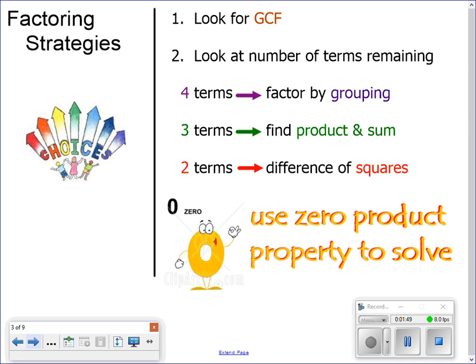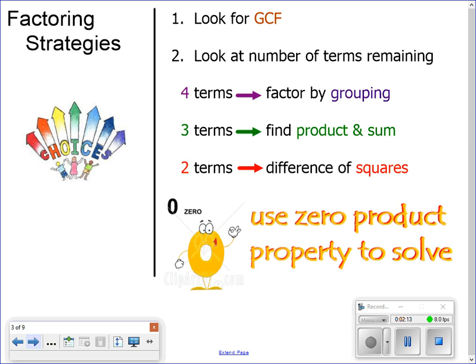And then depending on the number of terms that are remaining, you could factor by grouping. You could use product, sum, guess and check, or MAC when there's 3 terms. If there's 2 terms and they're separated by subtraction, it may be a difference of squares. And so once you've done the work of factoring and you've factored it completely, then you'll use the zero product property to solve.